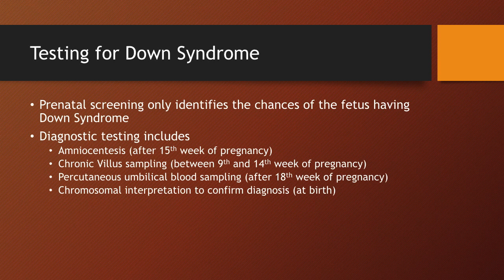Some testing for Down syndrome. Prenatal screening only identifies the chances of the fetus having Down syndrome. Diagnostic testing includes an amniocentesis after the 15th week of pregnancy, chorionic villus sampling between the 9th and 14th week of pregnancy, percutaneous umbilical blood sampling after the 18th week of pregnancy, and chromosomal interpretation to confirm the diagnosis is done at birth.